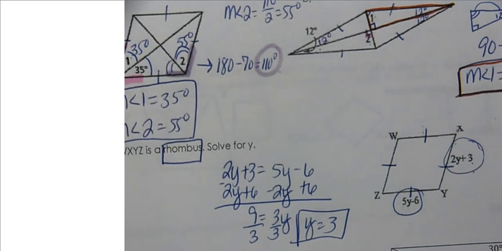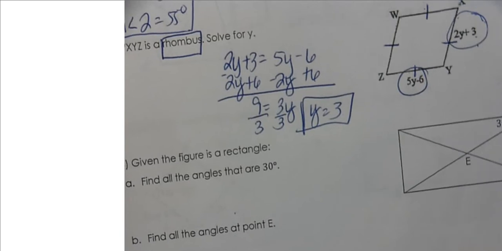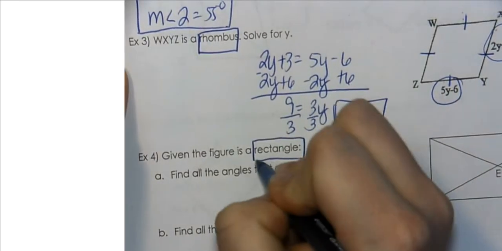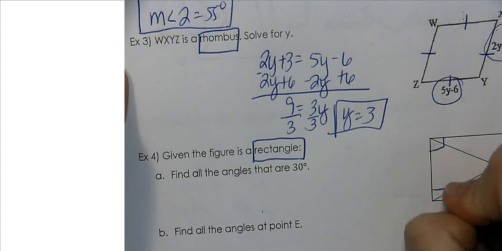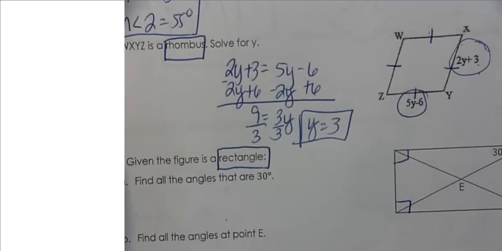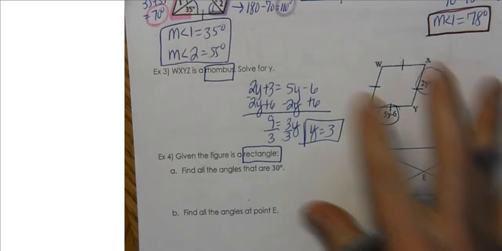Let's go ahead and look at number 4. So in example number 4, we're told that the figure is a rectangle. So if it's a rectangle, I'm going to immediately mark up my angles. Now remember that my angles are 4 right angles, and we want to find all of the angles that are 30 degrees. So we're going to mark that up.